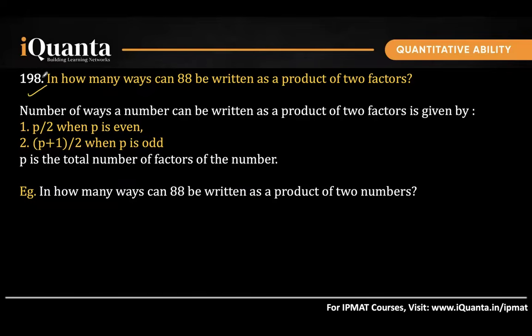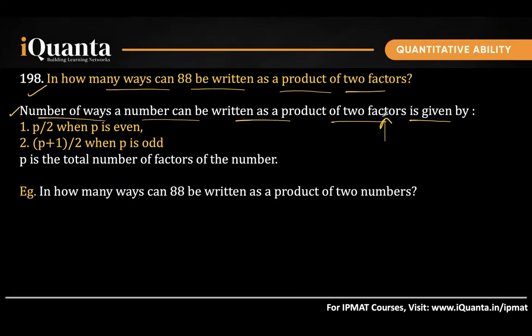Now the next question is, in how many ways can 88 be written as a product of two factors? So it's a product of two factors, okay? For that we have a shortcut. I'll also explain how to do it.